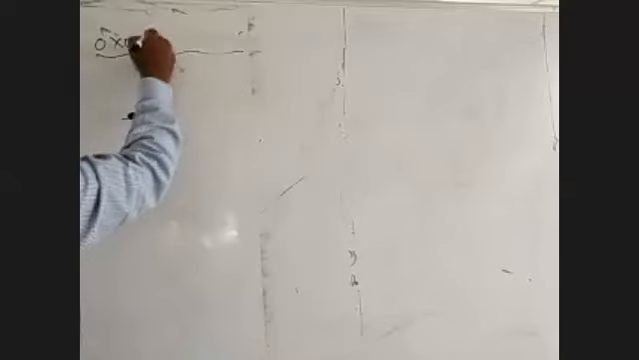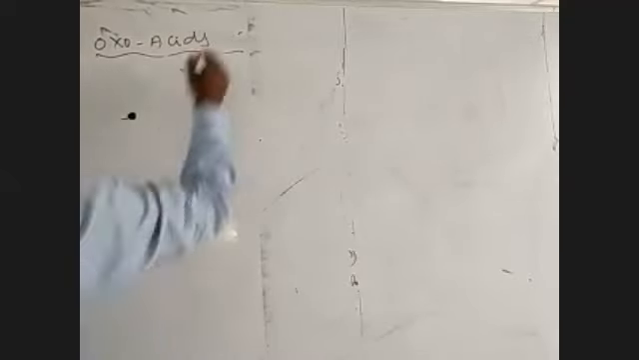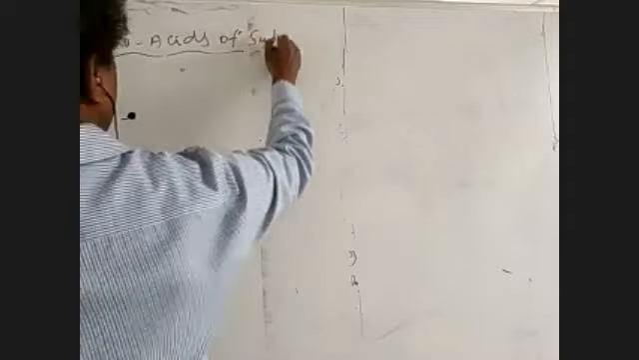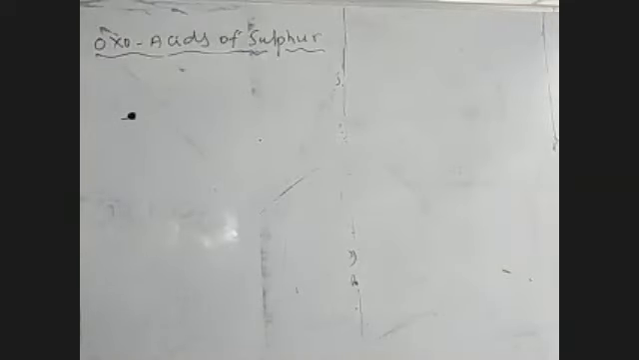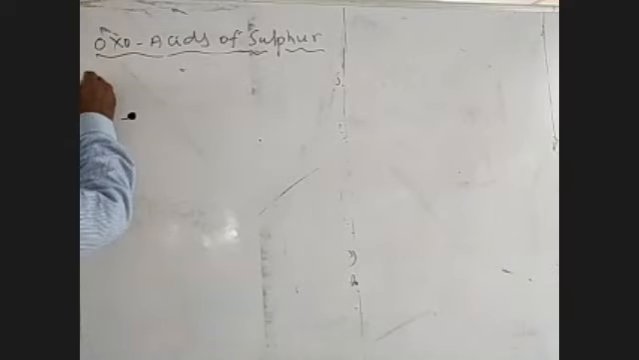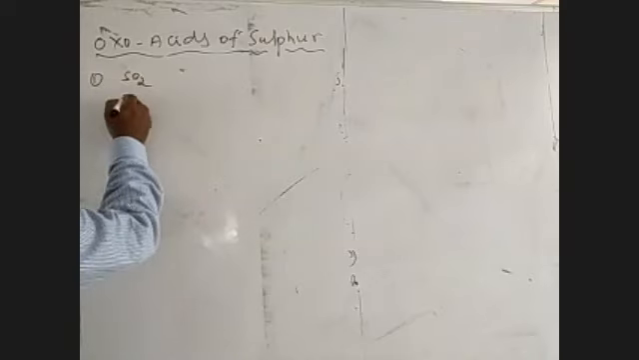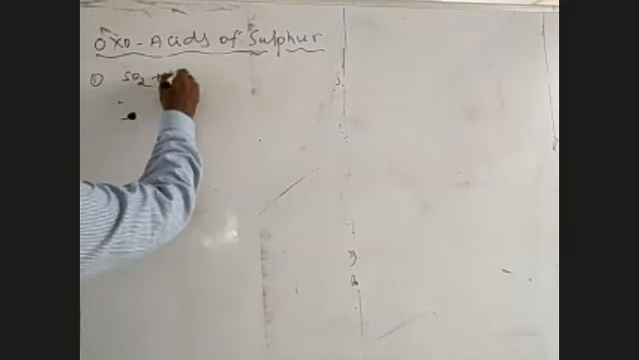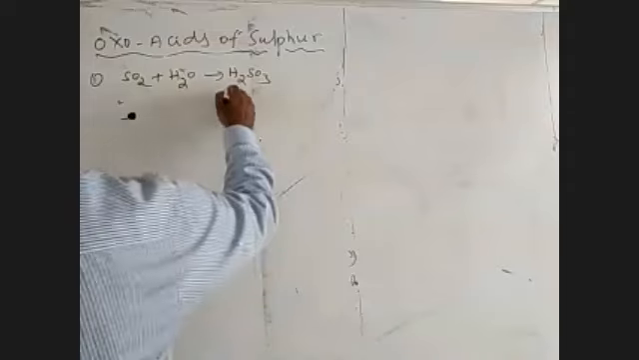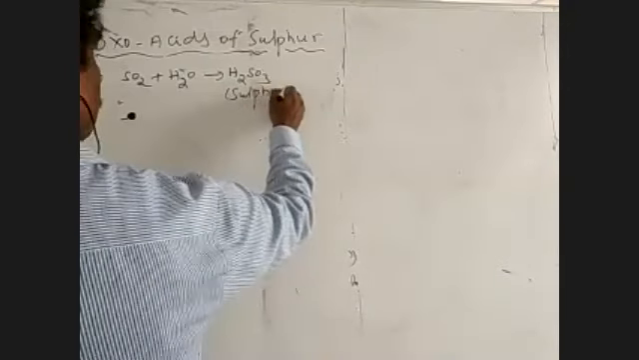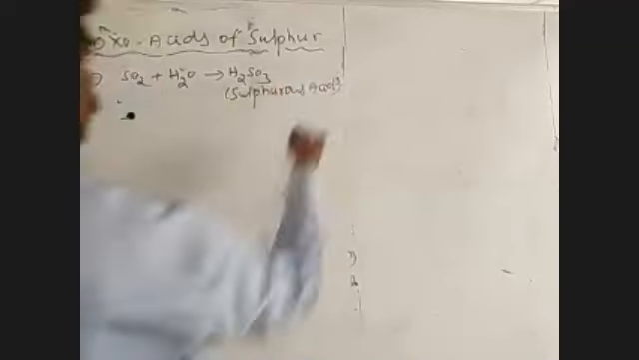The next one is oxo acids. Oxo acids of sulfur. Oxohalides means compounds containing oxygen and halogen. Oxo acids means compounds containing oxygen and hydrogen. When SO2, the dioxide, is dissolved in water, it forms H2SO3. H2SO3 is known as sulfurous acid.